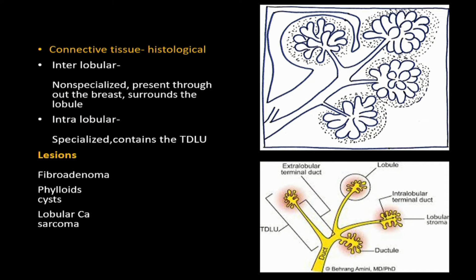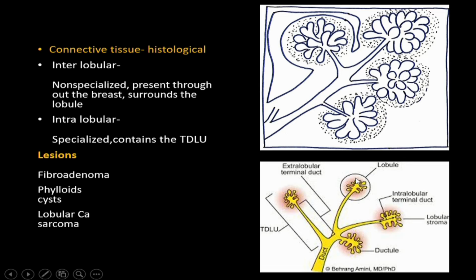Connective tissue, very interesting facts about connective tissue: the breast has two types of connective tissue. One is non-specialized, loosely arranged connective tissue, which is seen all over the breast parenchyma, in between the lobules, interlobular, which majorly has the supporting function. The second is intralobular connective tissue, which is this.